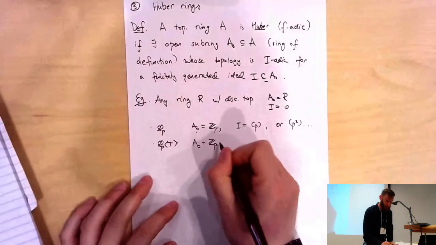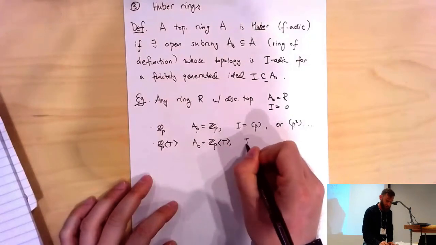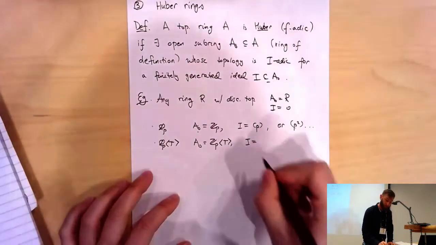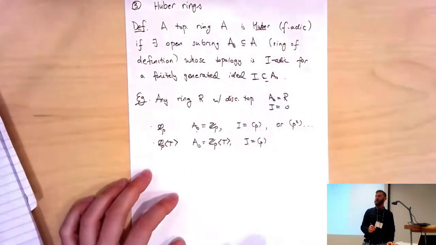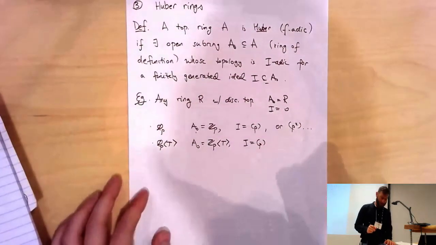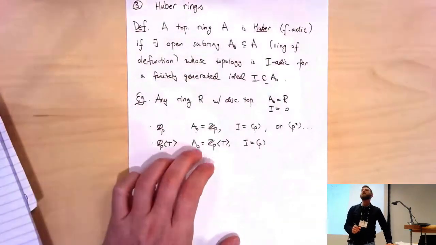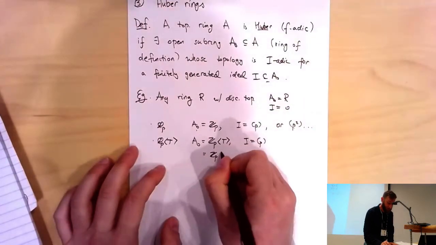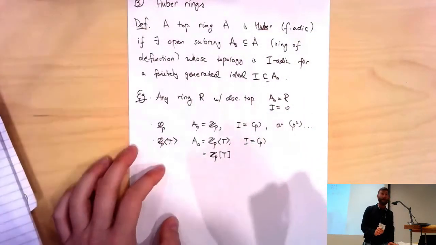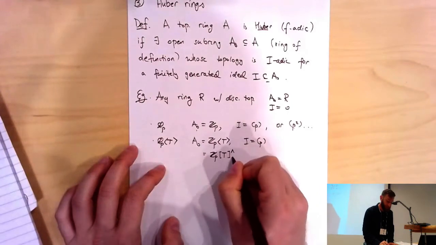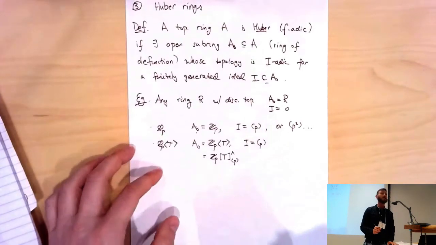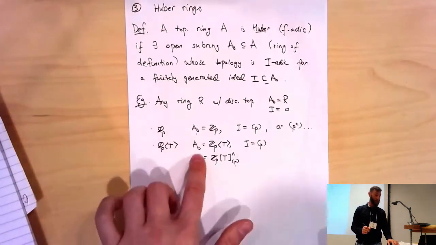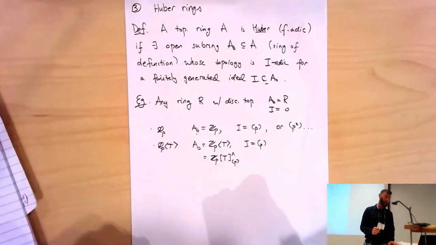A0 could be Z_p angle brackets T, right? And the ideal here, well, what generates the topology on this ring A0? How about just p? That works just fine. In fact, this A0 is not so far from being a polynomial ring over Z_p. This literally is the polynomial ring Z_p[T], but I've completed it with respect to the topology induced by the ideal generated by p. That's all that this thing is. Then when you invert p, you get the full ring here. So this is a Huber ring as well.